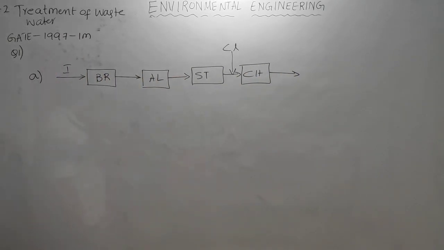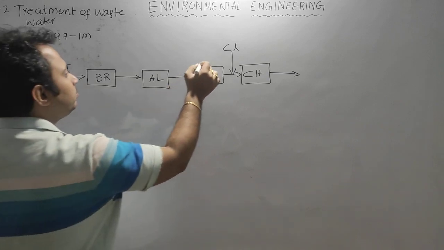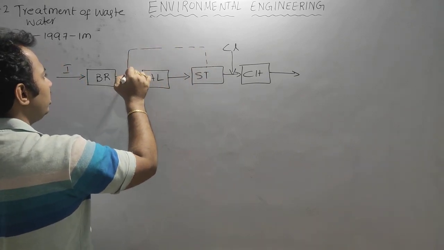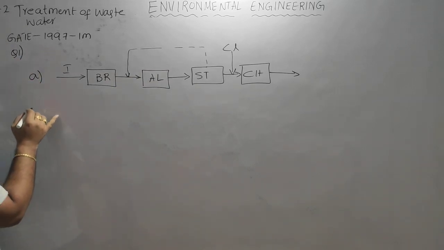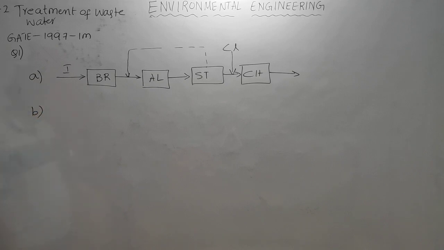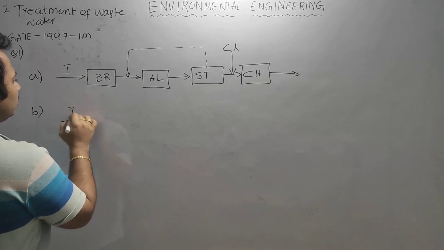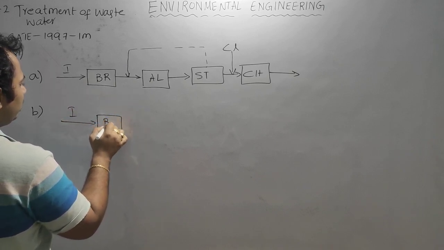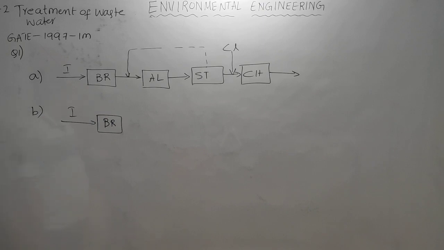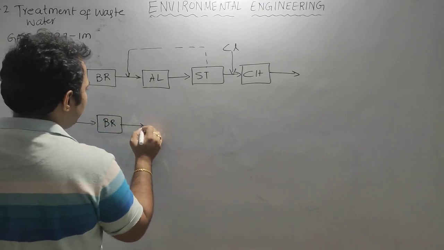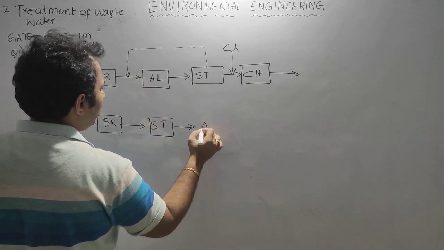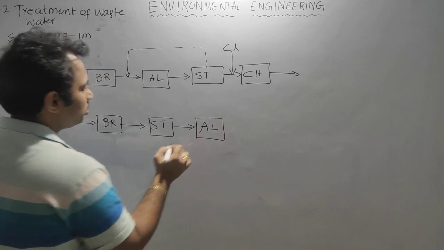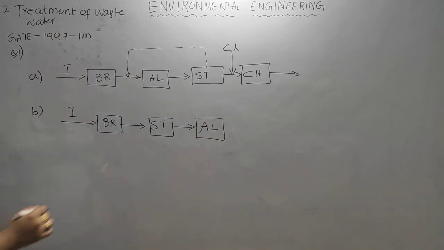So here, from the sedimentation tank we are recirculating into the aerated lagoon, and the second option is influent to the biological reactor, and afterwards it is going into the sedimentation tank. Afterwards it is going into the aerated lagoon. Here we are doing chlorination.